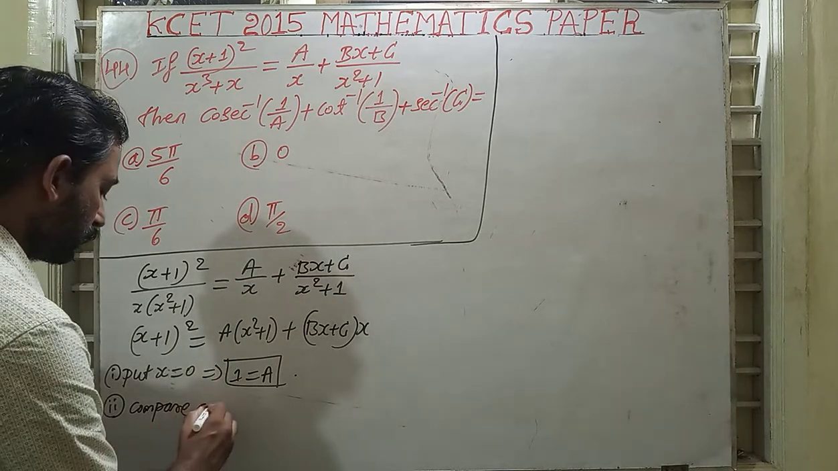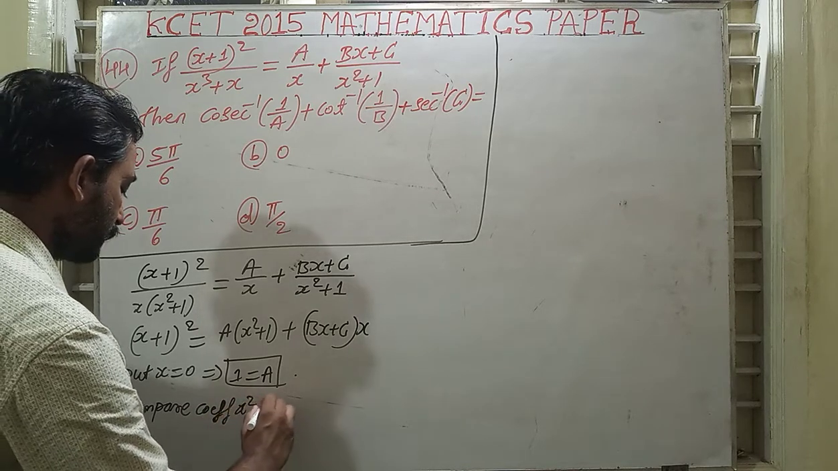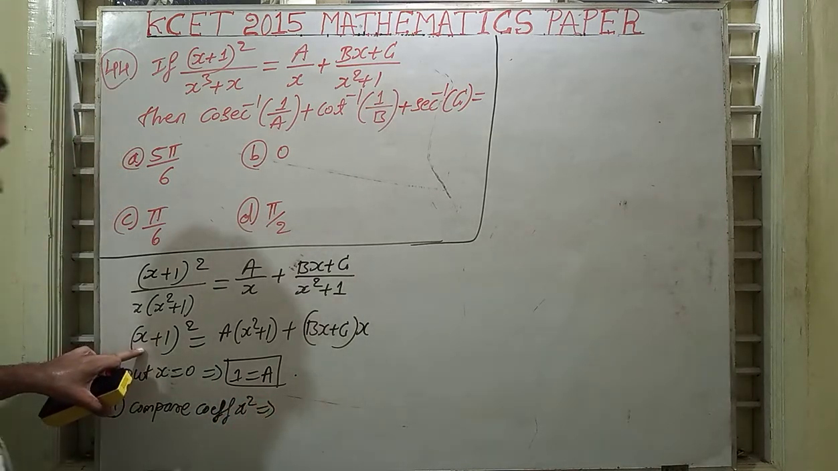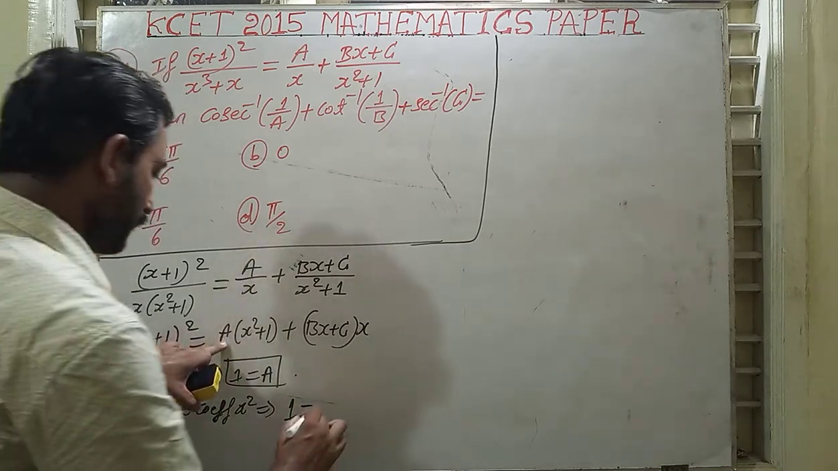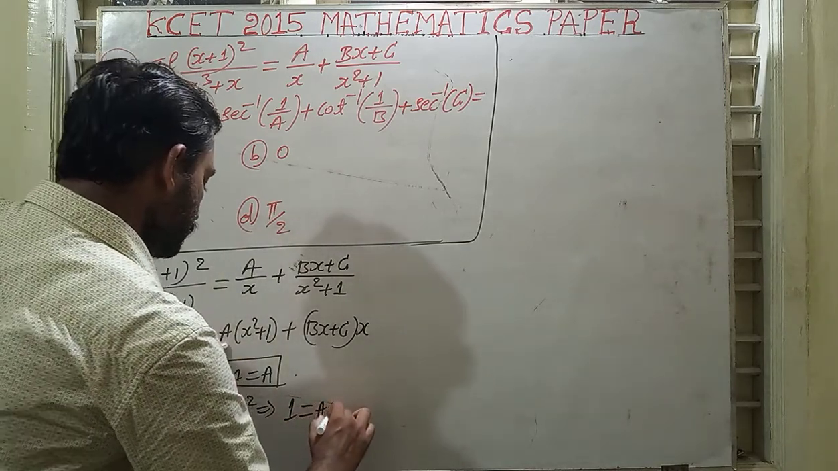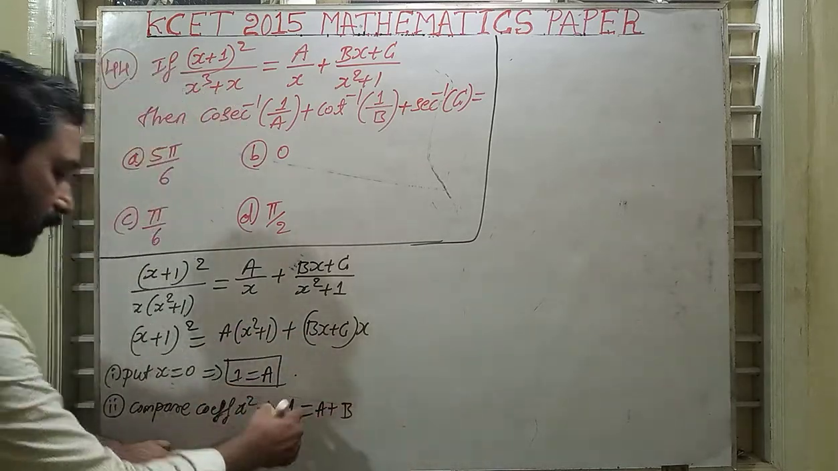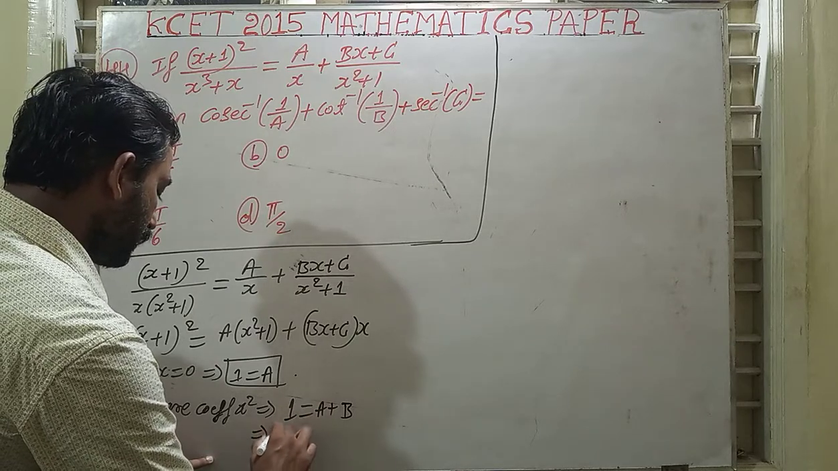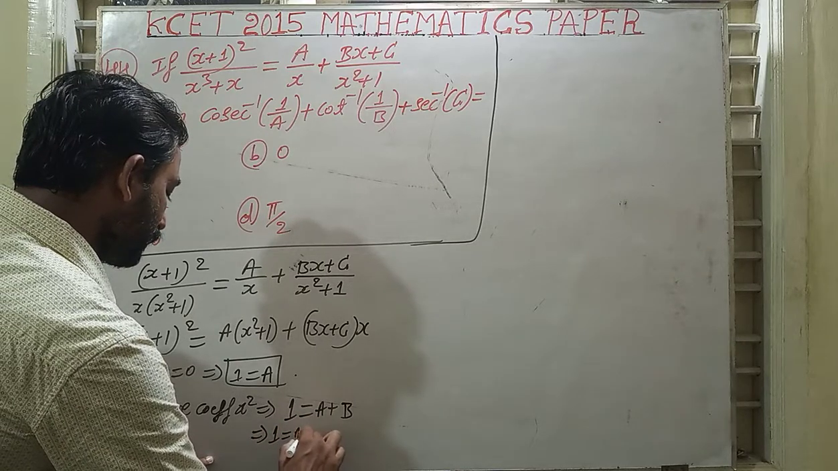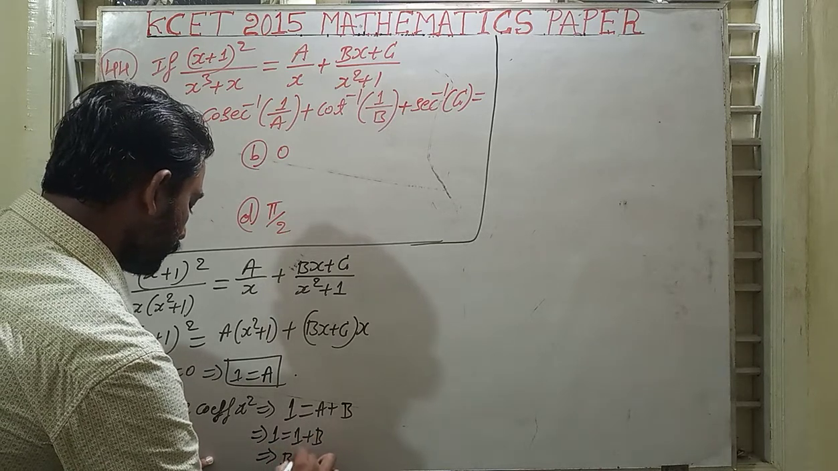Coefficient of x square. So in this case, the x square coefficient on the left is 1, which is equal to the x square coefficient a plus the x square coefficient b. Already we know the a value is 1. Put a is equal to 1. So this implies 1 is equal to 1 plus b. This implies b is equal to 0.